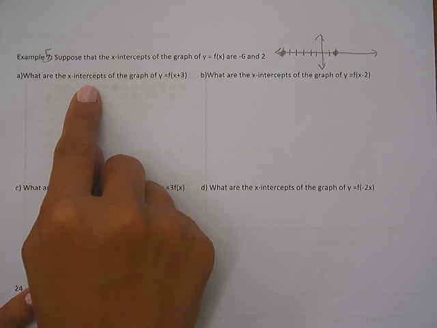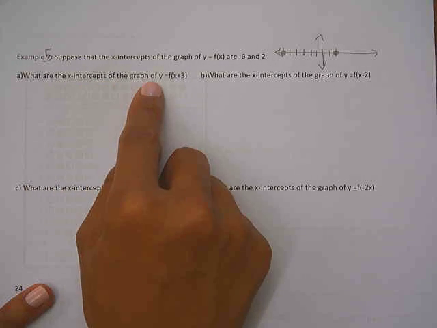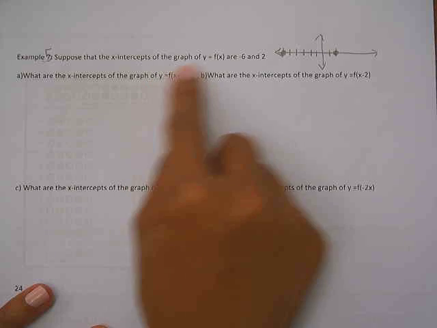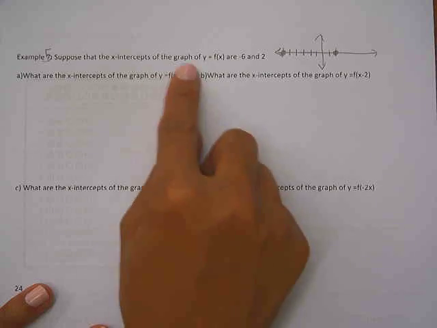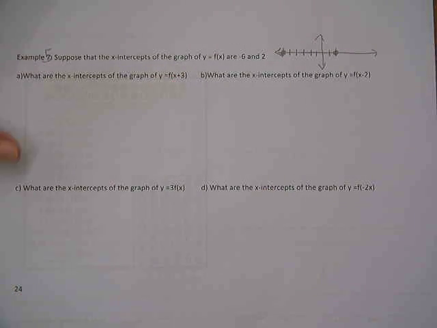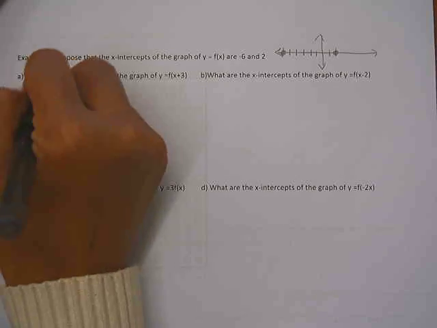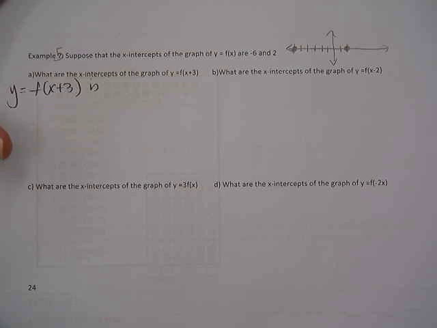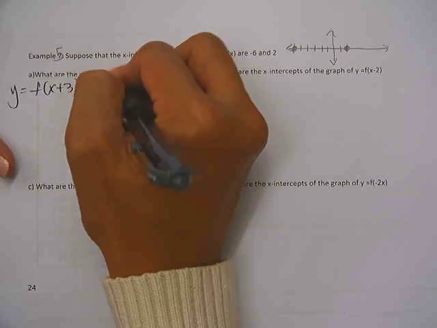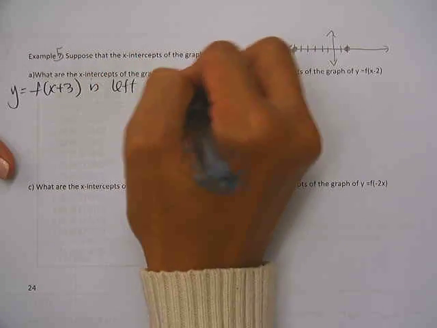Part A. What are the x-intercepts of the graph of y equals f, which is my original function, of x plus 3? So what is that transformation? What is that even doing, right? State the transformation. So y equals f of x plus 3. It's what? What is that doing? Is it stretching? Is it compressing? Is it left? Is it right? Is it up and down? I hope you said it is a left by 3 units.